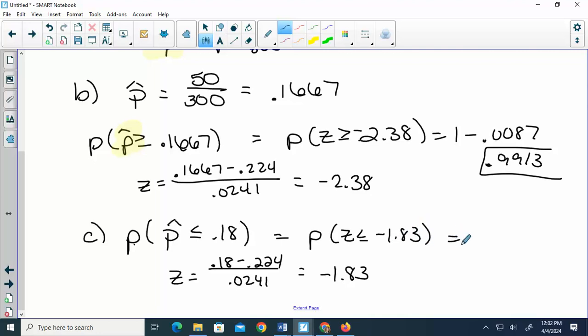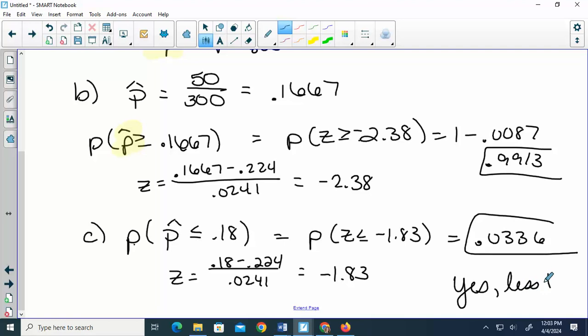Less than is what our table tells us, so we look up negative 1.83. It's 0.0336. So is that unusual? Yes. What's the cutoff for unusual? Any other questions about problem 10?